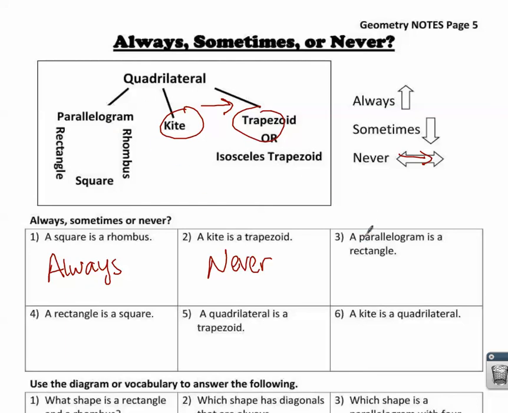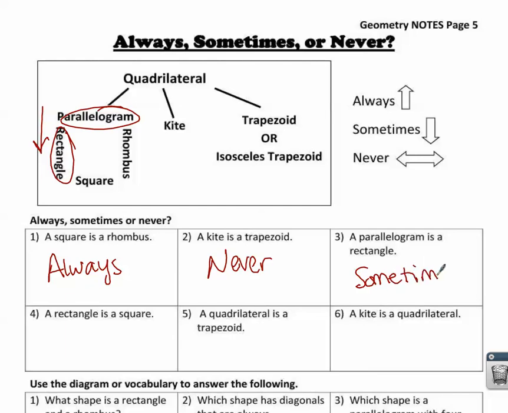And the third example, a parallelogram is a rectangle. From a parallelogram to a rectangle, you are going in the down direction, so that is sometimes. Because remember, one of the big differences with a parallelogram and a rectangle is that a parallelogram is not required to have right angles. But if it does, then it can be considered a rectangle. So sometimes.